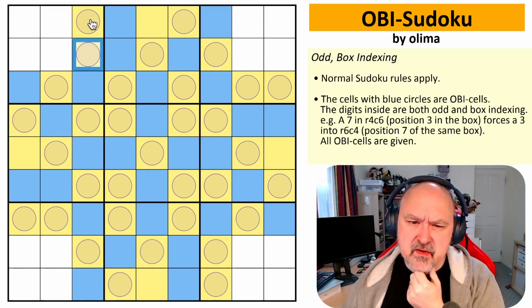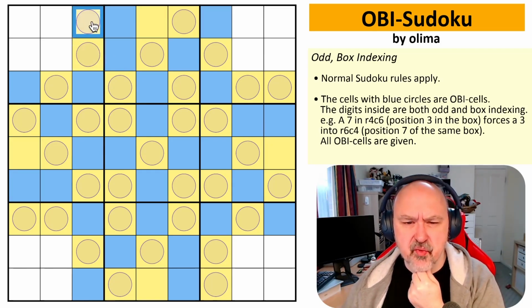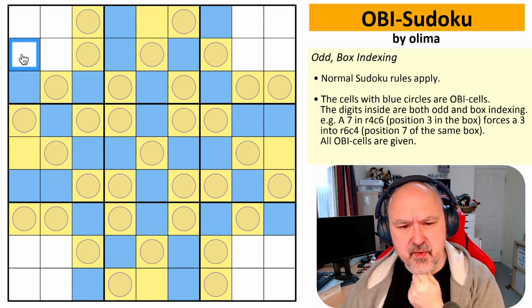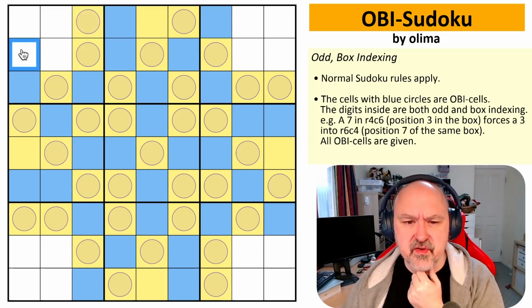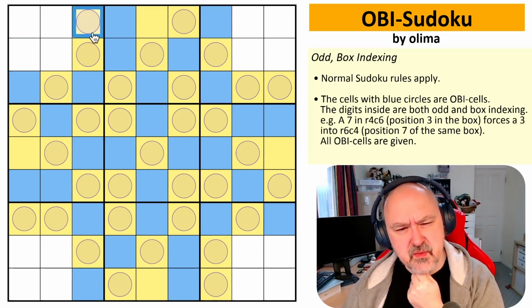So this could be, for example, a 4. Because if this is a 4, this could be a 3, because that would be... No, that... This could be a 3, and this would be 4. But yeah, this could be a 4, and this could be a 3. Because, no, that can't be a 4. How does this work?